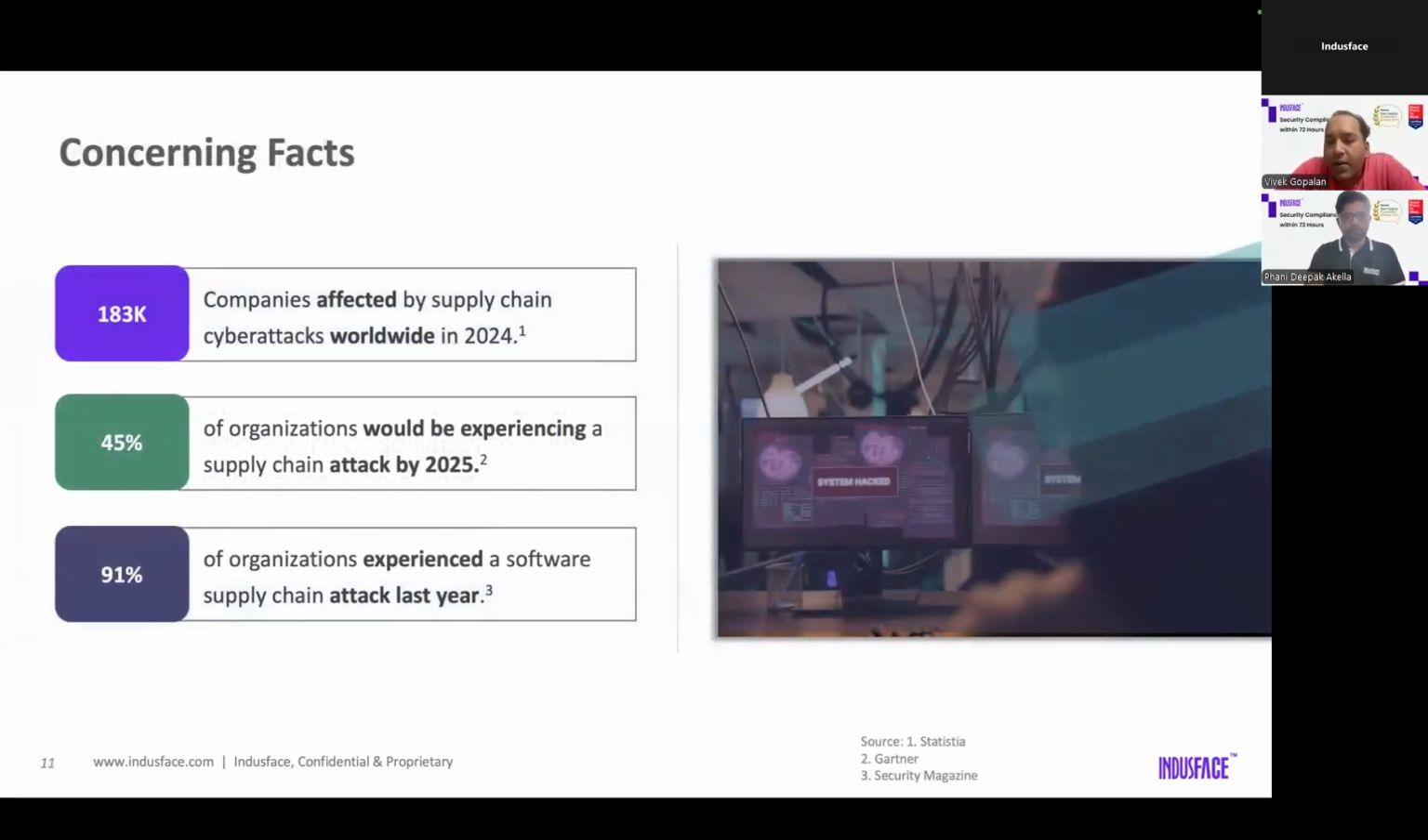So why is it a concern? It's a concern because this is a form of attack that is ever growing. Gartner has predicted that by 2025, nearly 50% of organizations would see some form of these attacks. In one recent study of about 350 organizations in the US and Canada, 90% of the respondents said that they have seen some form of supply chain attack in the last year. This is fast growing. Even this year, one study says nearly 180,000 attacks have been seen, which is already a 50% growth year on year.